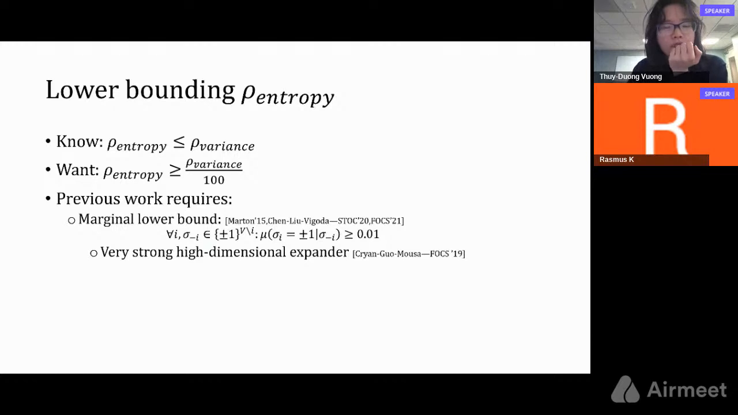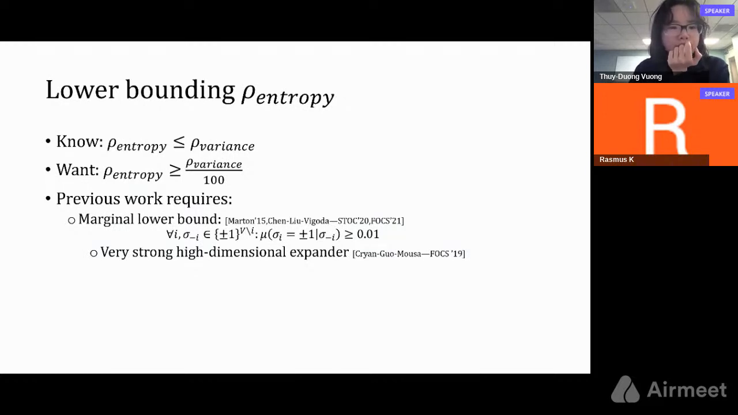So in the previous slide, I said that we need to know about the entropy conduction factor. It was a known fact that entropy conduction is strictly less than variance conduction. And for many models we care about, usually entropy conduction is at least the variance conduction divided by some constant. So we want to establish this type of inequality.